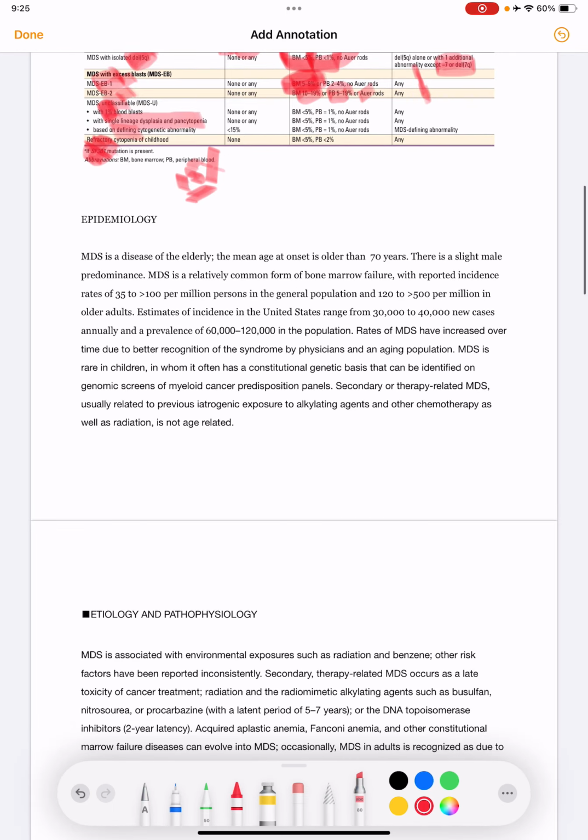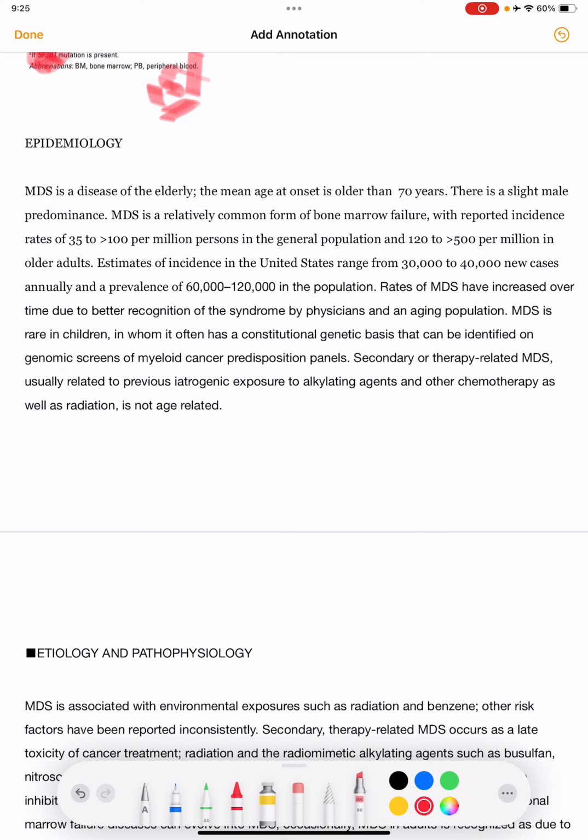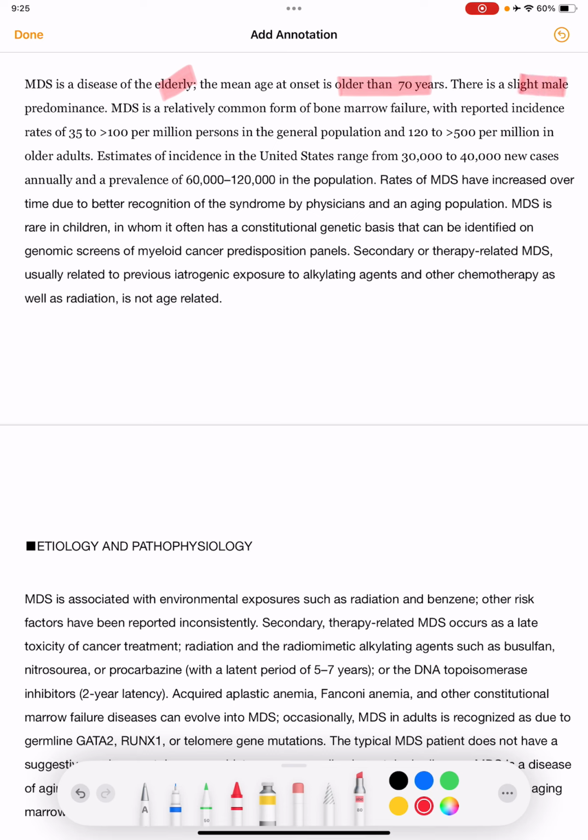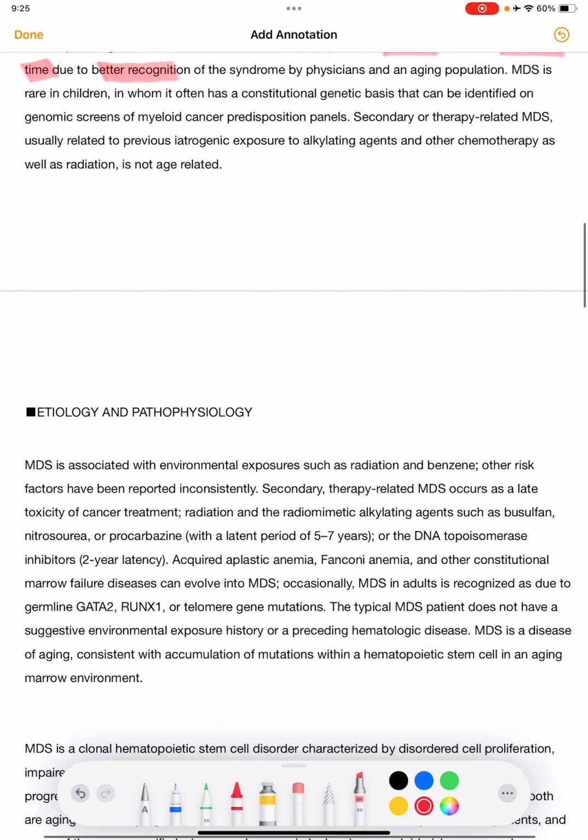Then we have the epidemiology. MDS is a disease of the elderly, with a mean age of onset older than 70 years, and there is a slight male predominance. It is a relatively common form of bone marrow failure, with reported instances of 35 to greater than 100 per million persons. Rates of MDS have increased over time due to better recognition of the syndrome by physicians and an aging population.